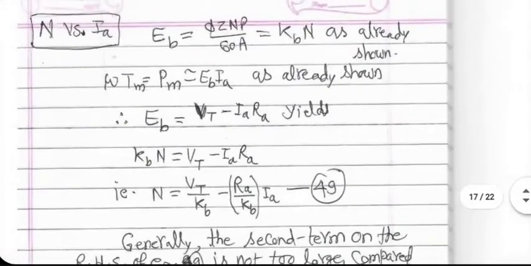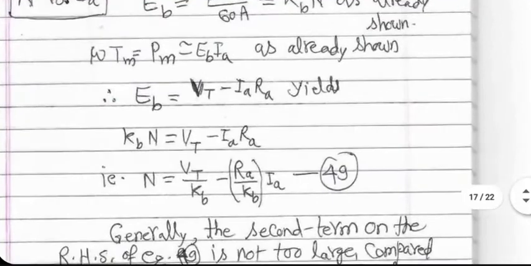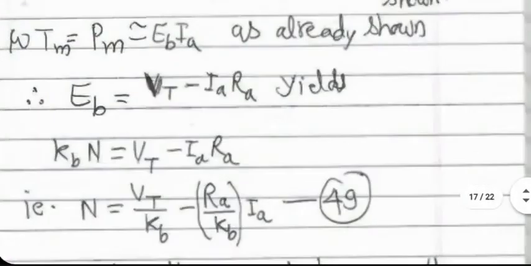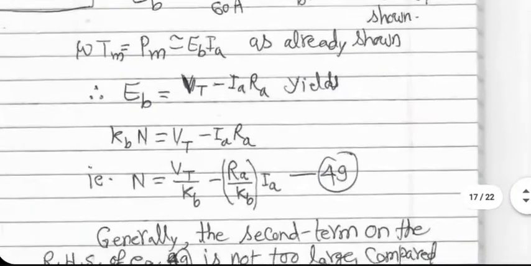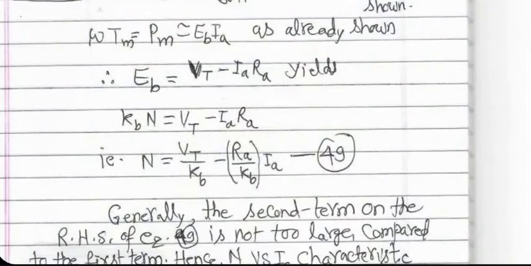I'm doing a bit of derivation here based on what I know about the operation of the motor. So N can be approximately written as equation 49. KB is a constant. VT, let's assume it's a constant. RA is a constant, of course. So what you see is a straight line between N and IA, but it is not going to pass through zero.